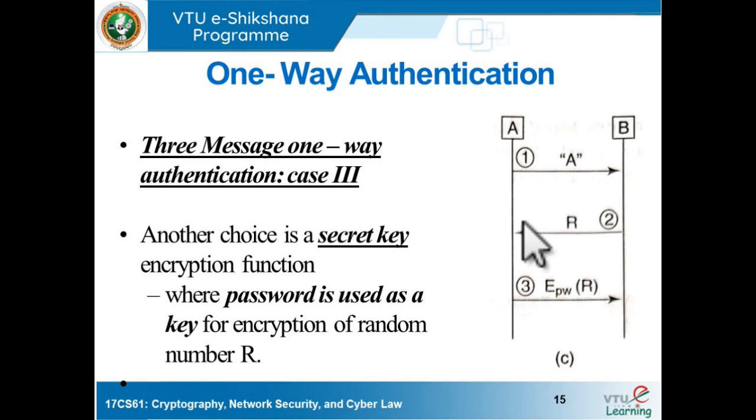Now there is a third way of dealing with this one-way authentication, that is with the use of a secret key and performing encryption. Here the previous messages remain the same. A is trying to authenticate itself to B, so it sends its ID and B responds with the nonce. What happens in the third case is that the nonce is encrypted using the secret key that is shared between A and B. What is the secret key? It is nothing but the password that is shared between A and B.